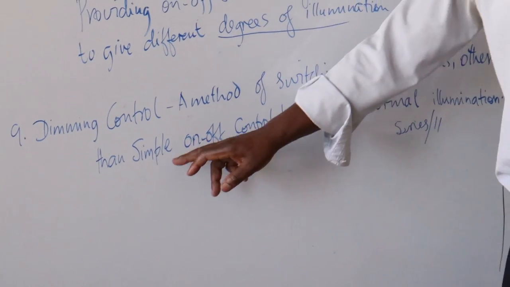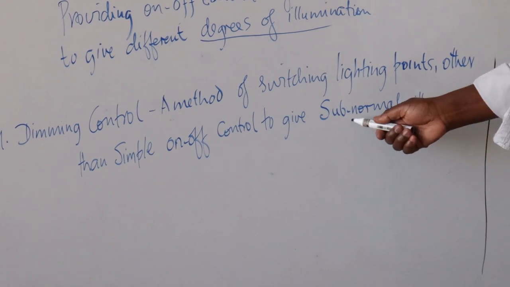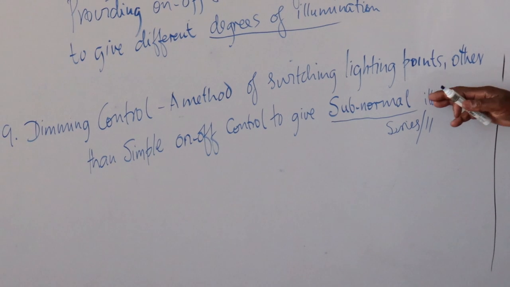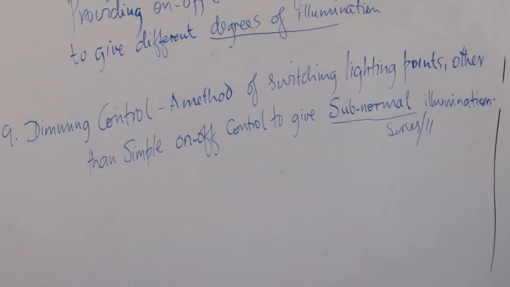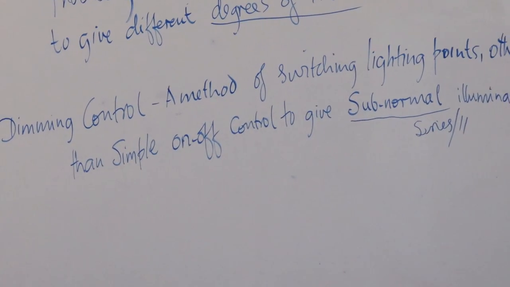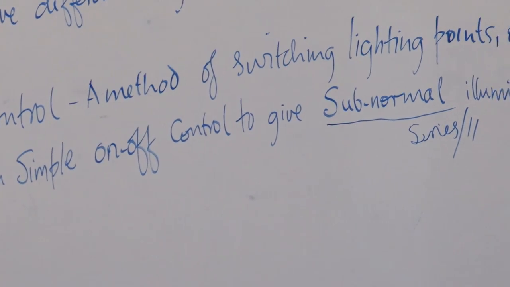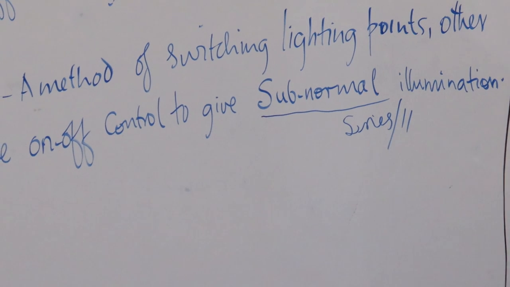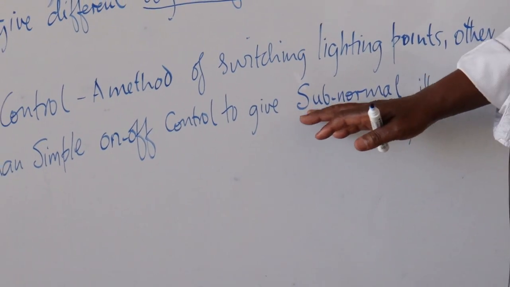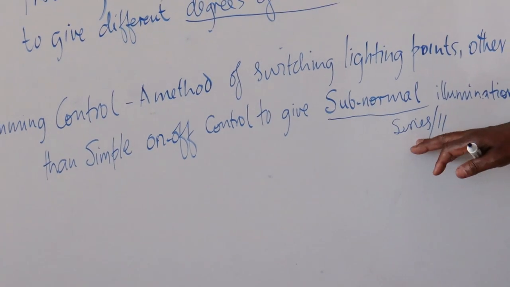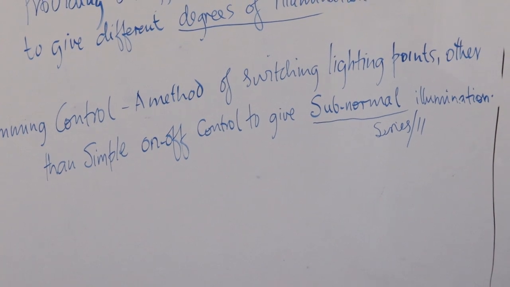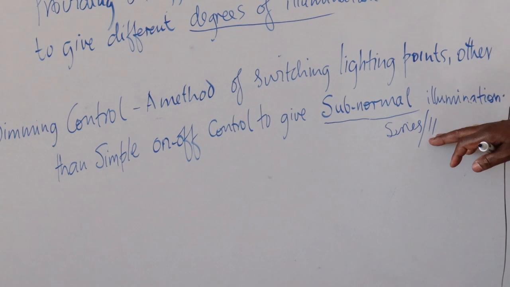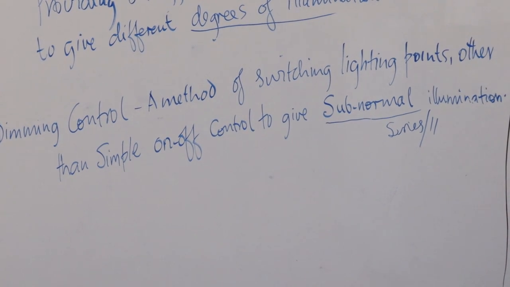other than the simple on and off control to give subnormal illumination; the key word here is subnormal. Now I said our lamps usually operate at 240 volts. That means they'll be giving the normal lights. Now when you want to give subnormal illumination, maybe you can have your lamps connected in series. When they're in series, they'll give the subnormal. When they're connected in parallel, they'll give the normal lighting.